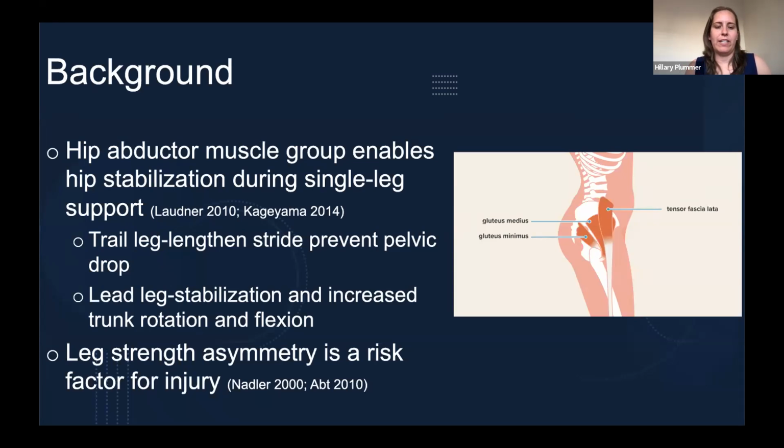Leg strength asymmetry has been assessed in different populations, not baseball players, and it was found that asymmetry is a risk factor for injury. So this is one of the reasons we wanted to include hip abduction strength into our overall model for trying to better understand screening for injuries and just other physical modifiable factors that are related to injury.